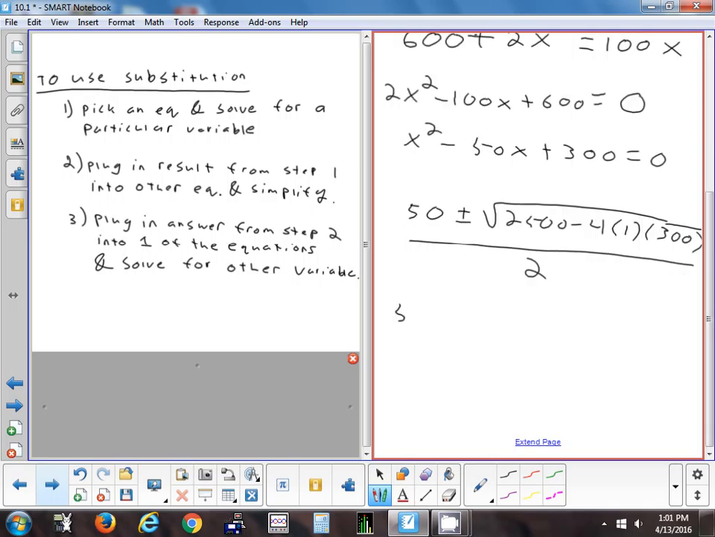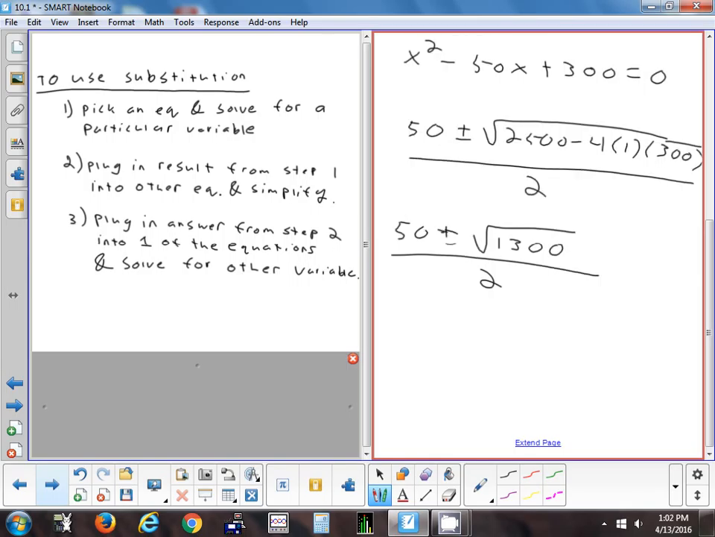Okay. So we'll need a calculator in a little bit because I don't think the square root comes out nice. What's 4 times 300? 1200. And what's 2500 minus 1200? 1300. Okay, so now we'll type that in, and we have two possible answers. And we're solving for x.